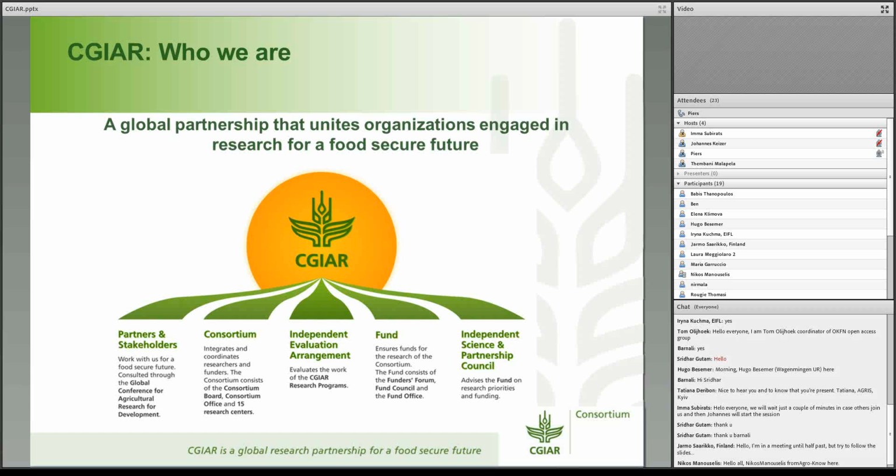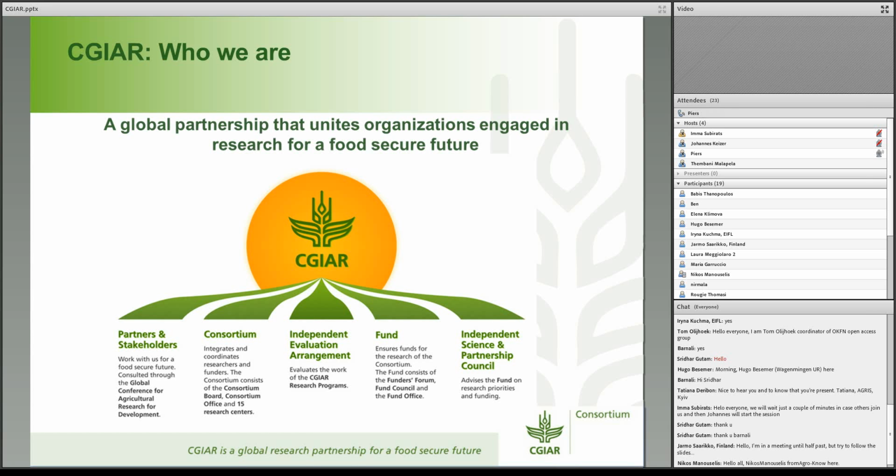There are 5 main components that fall under the CGIAR umbrella, so to speak: partners and stakeholders, coordinated through GFAR; the CGIAR Consortium, which includes our 15 research centers, the Consortium Office, and the Consortium Board; the CGIAR Fund, which includes the Fund Council, the Funders Forum, and the Fund Office; the Independent Evaluation Arrangement, or IEA, and the Independent Science and Partnership Council, or ISPC. So I work for the CGIAR Consortium, but I coordinate with the other entities. But when we're talking about open access in this presentation, we're primarily talking about the CGIAR Consortium.